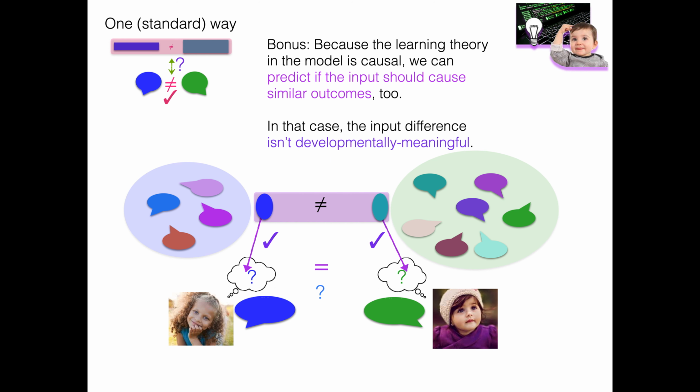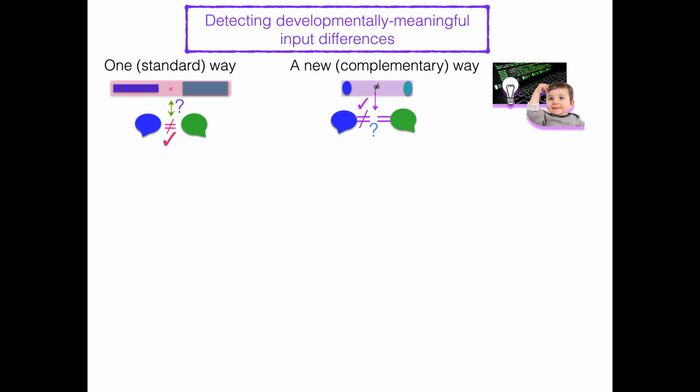Now the bonus, and this is something I mentioned before, is because the learning theory in the model is causal, it tells you how the input causes that knowledge to develop, which then the child uses to generate the output. Because that learning theory is causal, we can predict if the input should cause similar outcomes, that is, no outcome difference. In that case, the input difference isn't developmentally meaningful, right? So this is the goal then, to detect developmentally meaningful input differences.